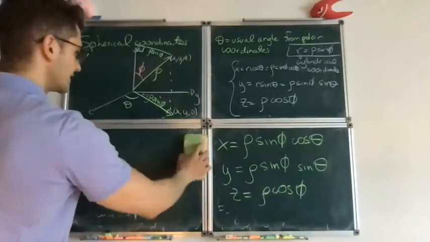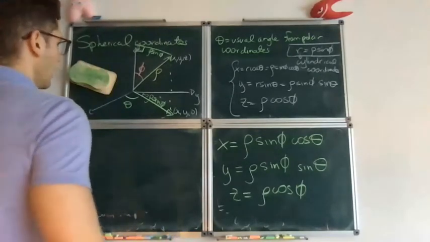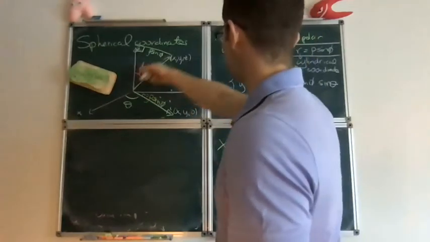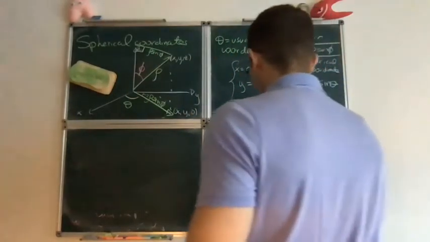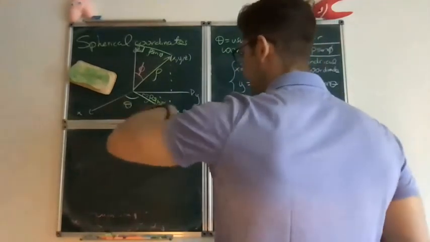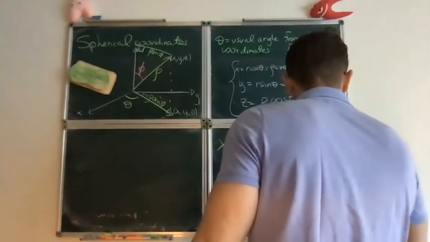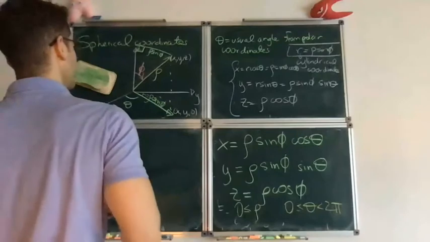What's more interesting is to find the values that these variables take. Rho is just a distance. This distance from the origin can be as big as you want, so rho is just some non-negative number. Theta is the same theta as in polar coordinates, so you can take theta to be between 0 and 2 pi if you like. The one that is more fun to find is phi.